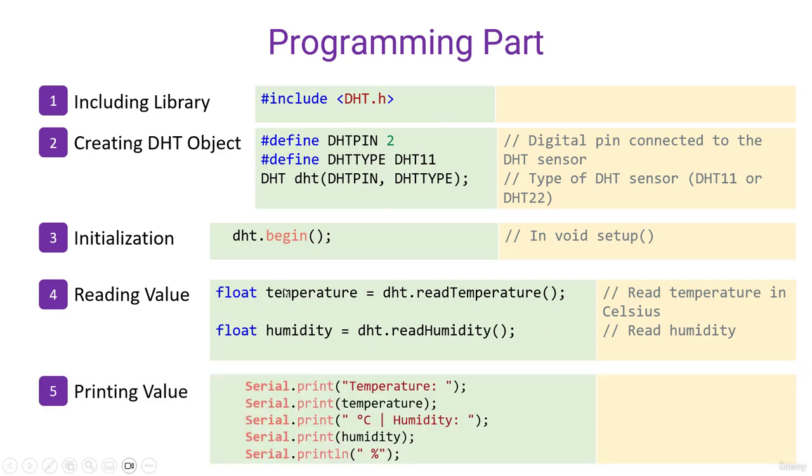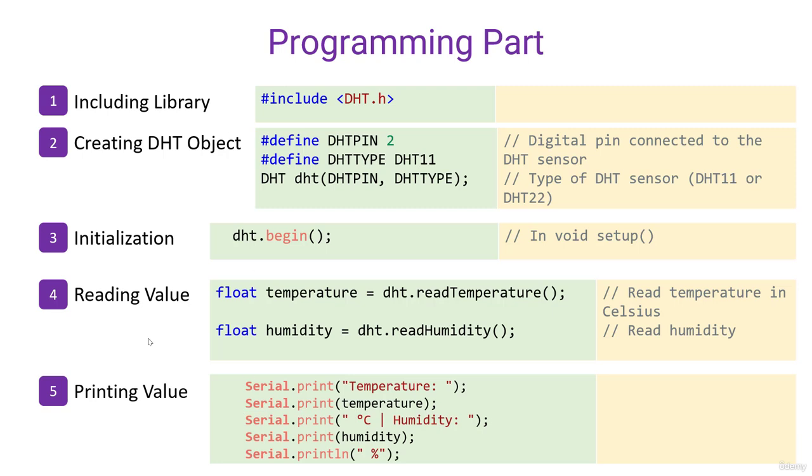Now once we have the read values of temperature and humidity stored in two variables like temperature and humidity, we can print the values using any medium like the serial monitor. We can use an LCD display, we can use an OLED display, or anything like that.